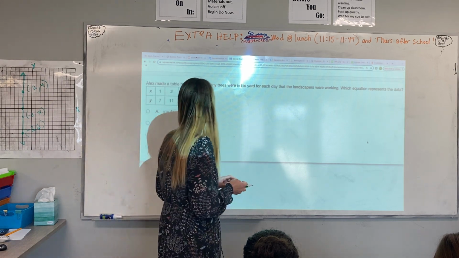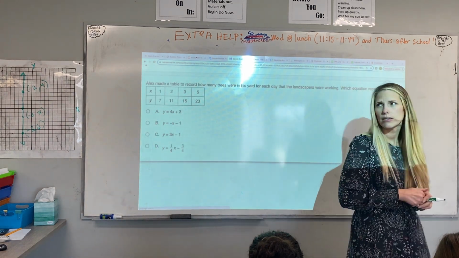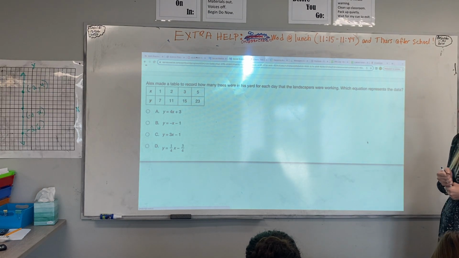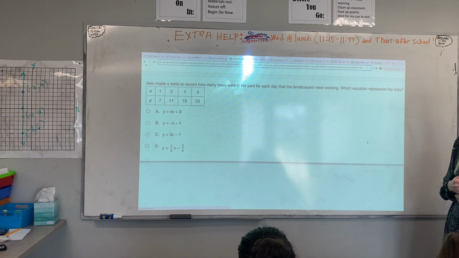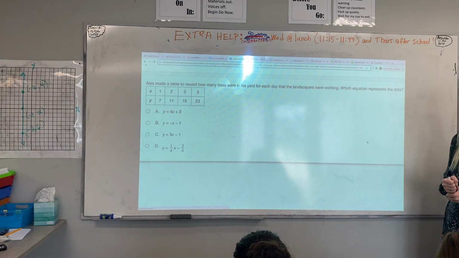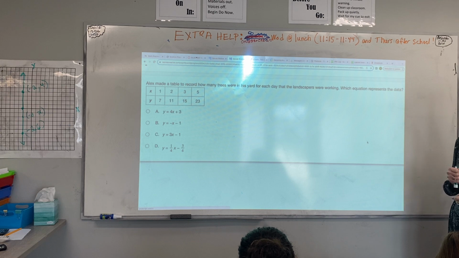Alex made a table to record how many trees were in his yard for each day that the landscapers were working. Apparently Alex lives on quite a large property, because look at all the trees he ends up with. How many trees does he end up with? 23 trees. After day 5, they're planting lots of trees, right? I don't have 23 trees in my yard, I've got like 2. Which equation represents the data?